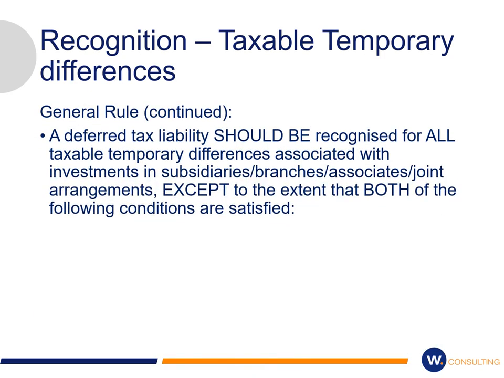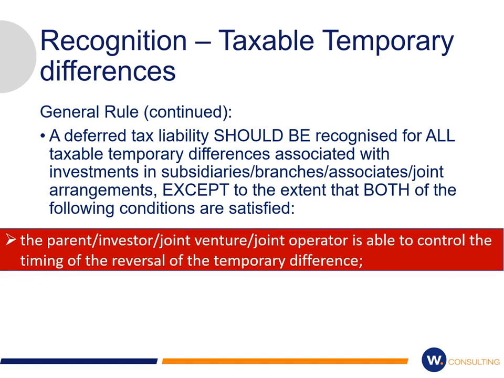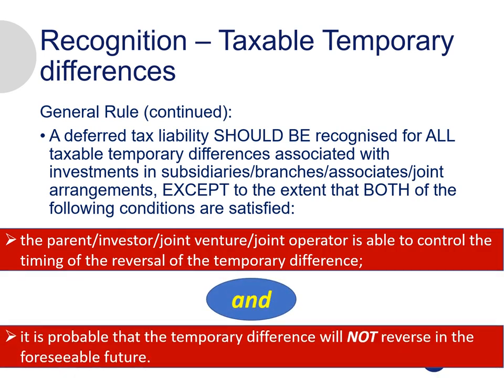So the general rule, if we continue, is that a deferred tax liability should be recognized for all taxable temporary differences associated with investments in subsidiaries, branches, associates, and joint arrangements, except to the extent that both of the following conditions are satisfied: if the parent is able to control the timing of the reversal of the temporary difference, and if it's probable that the temporary difference will not reverse. So if you think of an entity as a subsidiary, we are going to be able to control when that reversal is going to happen, because we are the ones who control the investment.